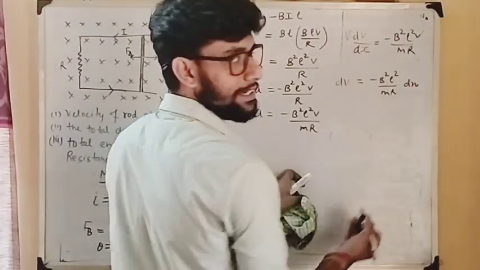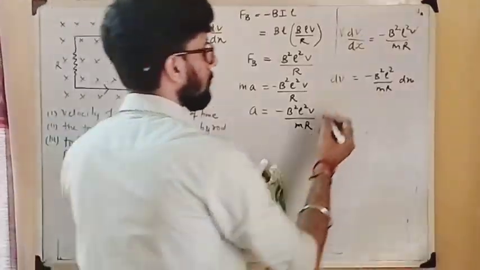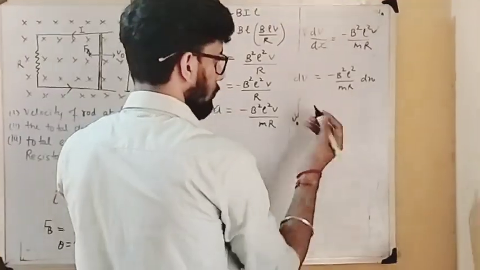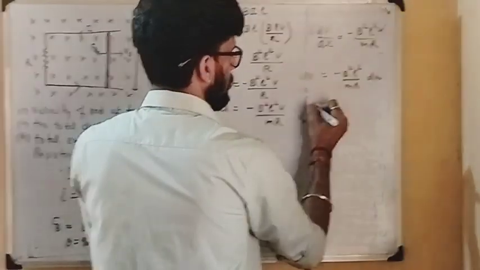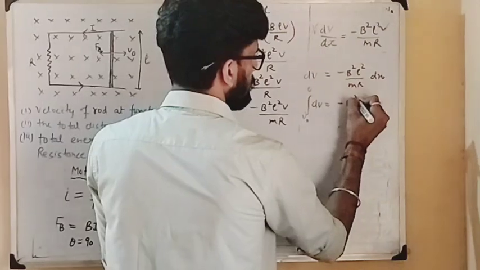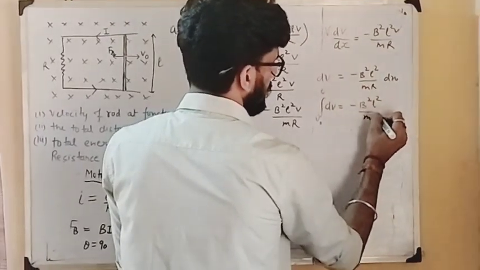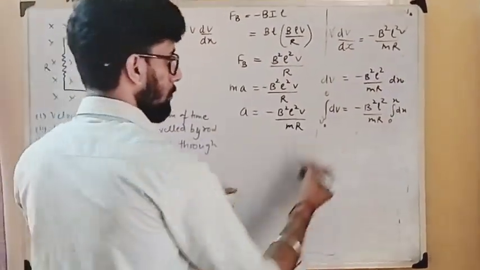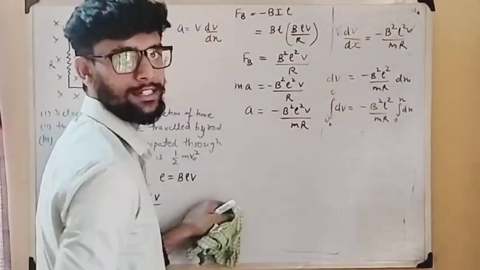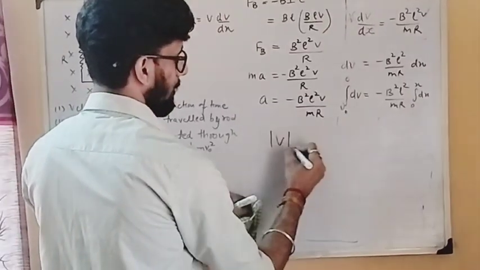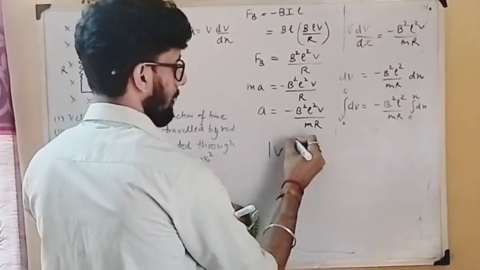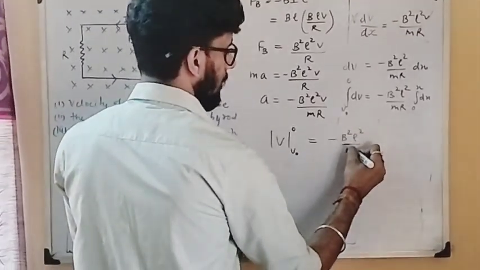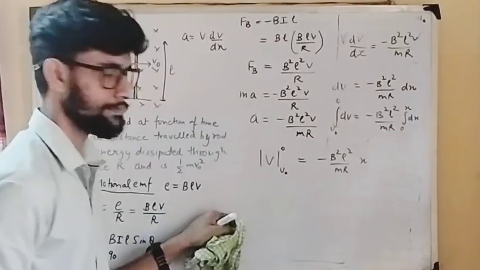Again integrating dv from the velocity v naught to the final velocity, which is 0 as it is stopping, so v naught to 0, dv is equal to minus B squared L squared upon mR times the integration of dx from distance 0 to x. The integration of dv will be v, upper limit minus lower limit, where the lower limit is v naught and the upper limit is 0, which is equal to minus B squared L squared upon mR times x.